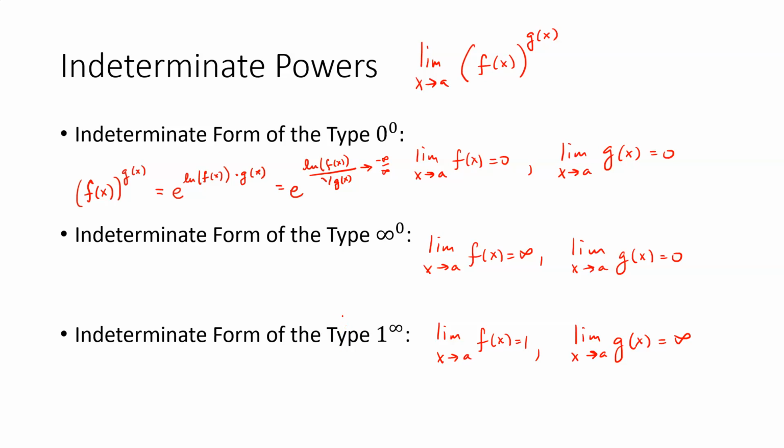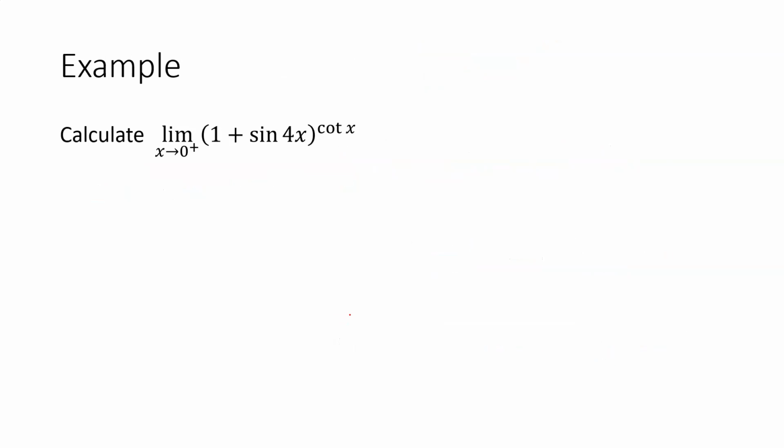So let's practice this a little bit to see how this manipulation works. Take, for instance, here we've got the limit as x approaches 0 from the right of 1 plus sine of 4x to the power of cotangent x. In this case, I noticed that 1 plus sine of 4x will approach 1 plus 0, so it approaches 1 in the base. Cotan x will have a vertical asymptote at 0, so this will approach infinity. So you got something in the 1 to the power of infinity form.